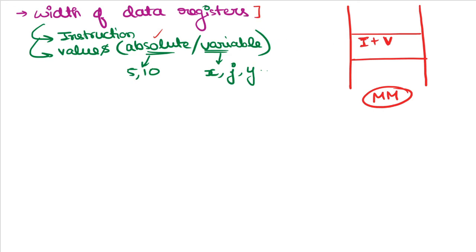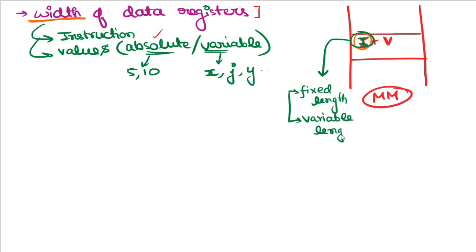Okay, so now the question comes, what is the width of data register? First of all, let me tell you one thing. Instructions are basically of two types: fixed length and variable length. Okay, it can be fixed length and it can be variable length.